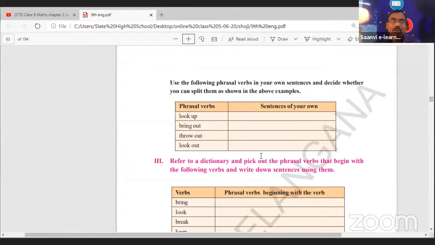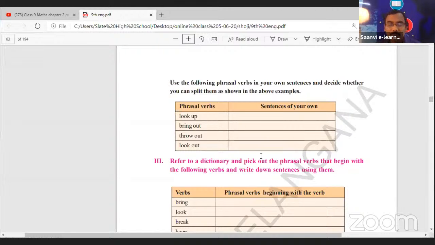For sentences of your own, you can write your own sentence. Otherwise, I will give you a sentence. You can write it up: I looked it up in the dictionary.